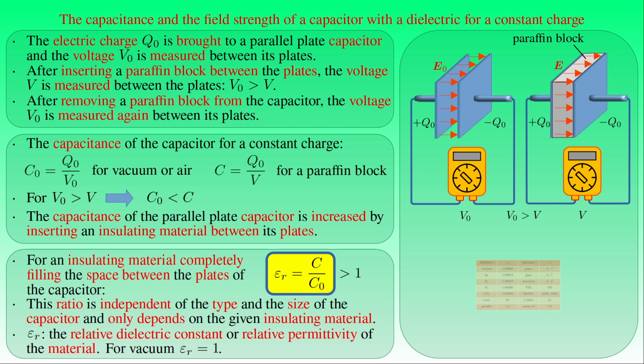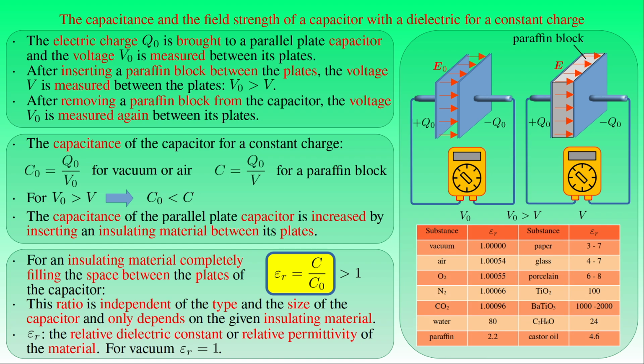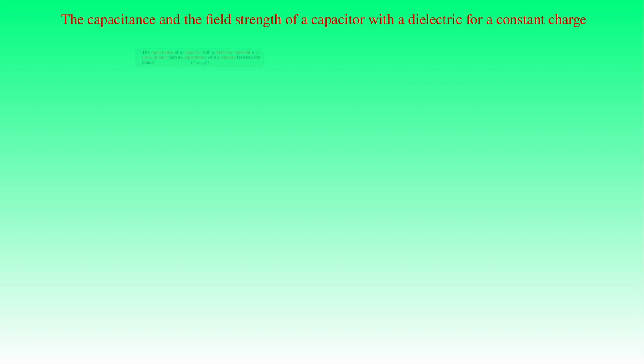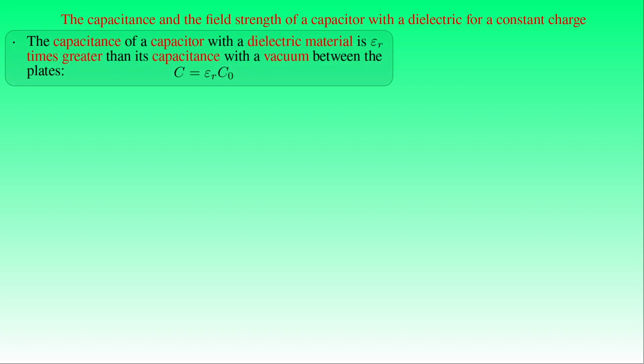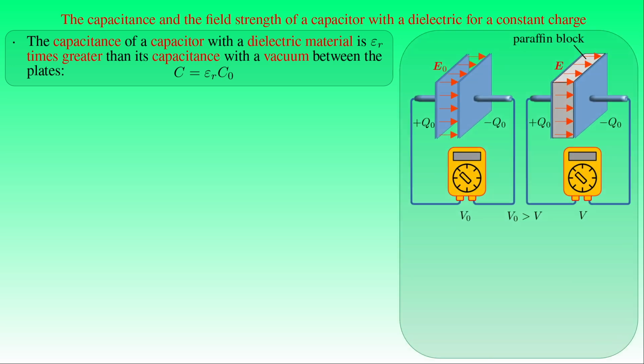The following table shows the relative dielectric constants of some substances. It can be seen from the table that atmospheric gases and gases in normal state in general have a relative permittivity close to 1. This explains why the gases in normal state hardly affect the electrostatic phenomena that occur in a vacuum. As we have already stated, the capacitance of a capacitor with a dielectric material is epsilon r times greater than its capacitance with a vacuum between the plates. We will also derive analogous relations between the voltages V and V0 and the electric field strength E and E0 with and without insulating material between the plates of the capacitor.